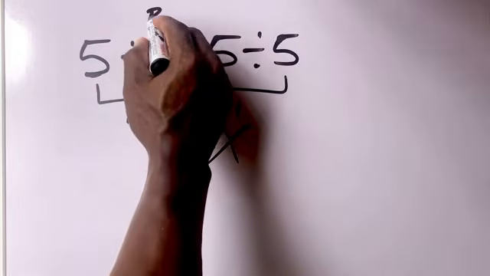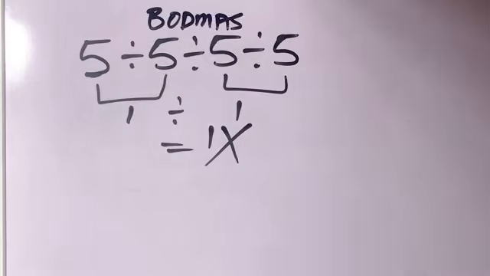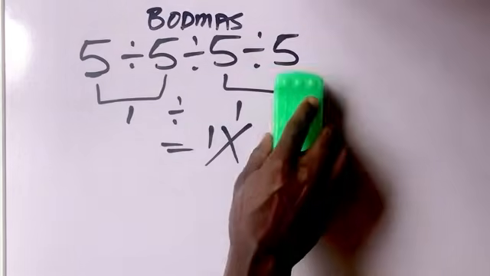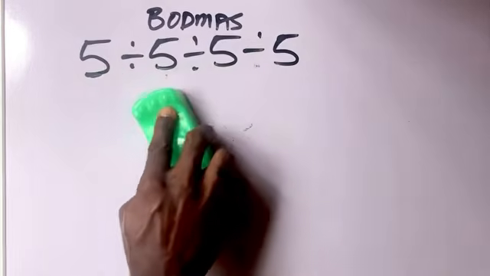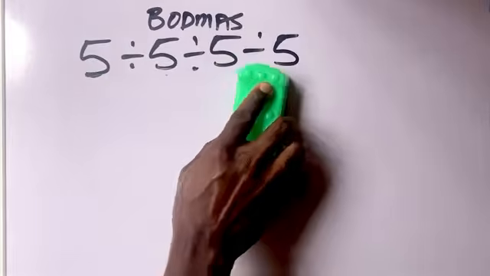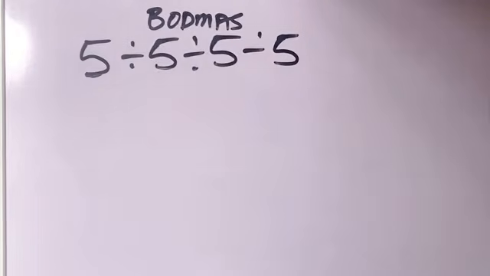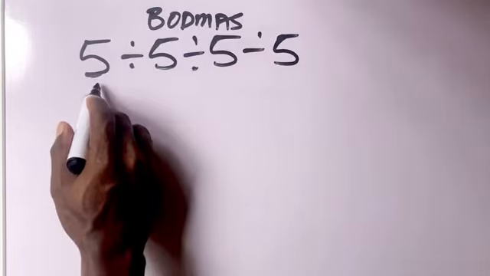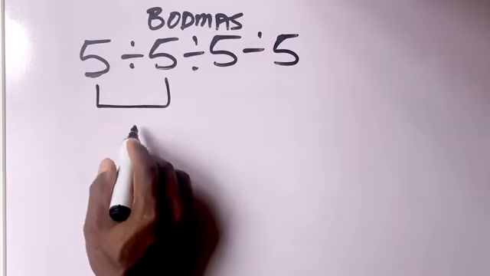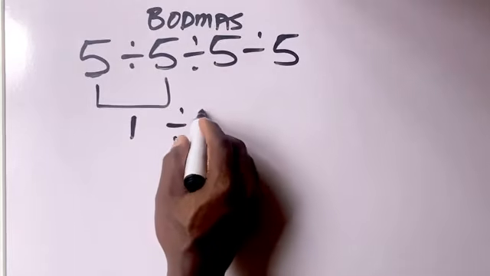When we follow order of operation, you will see that now all we need to do first of all, let's divide it. 5 divided by 5 is what? 1. Then we have our divide by 5.